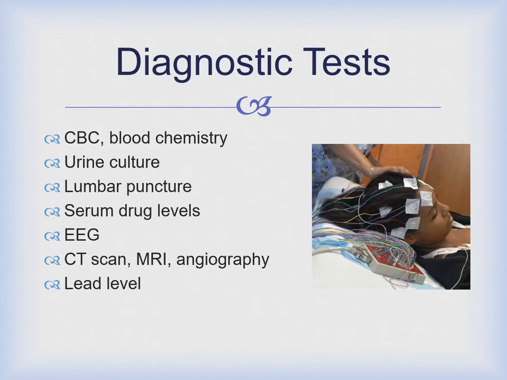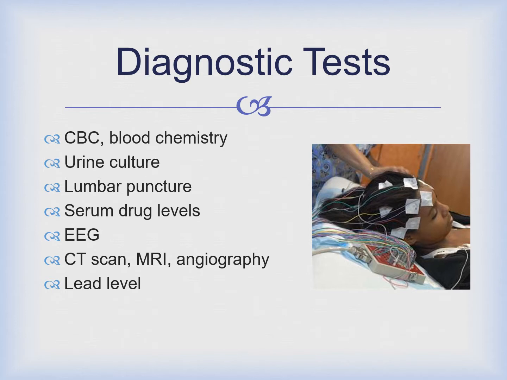So for diagnostic tests, really look in here at these to try to find the underlying cause of the seizure if we can. So for instance, your CBC, your urine culture, your lumbar puncture would be looking most likely for sources of infection, which might be an insult or a trigger for someone having a seizure. Serum drug levels of their seizure medications and other drugs, to see if they're on therapeutic levels or if they have some toxicity going on.